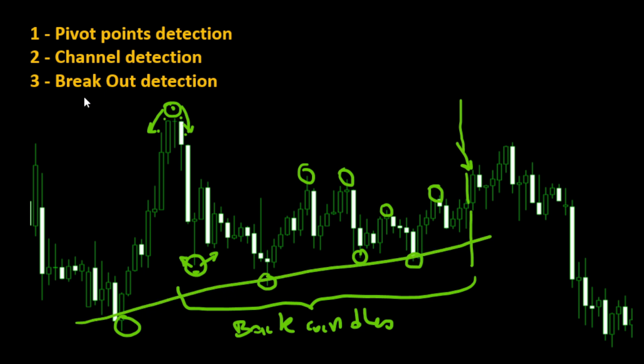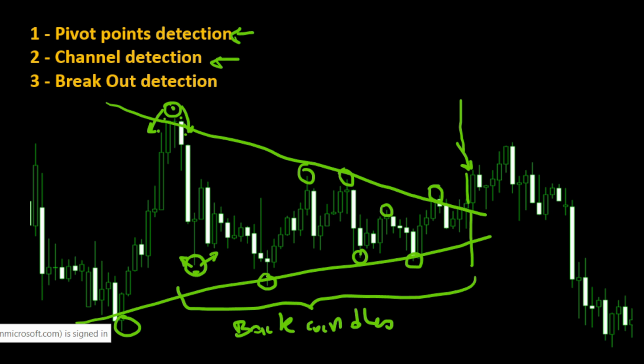And then we fit another line for the highs. And that will be our channel. So this is the second part, which is the channel detection. So first of all, we check the pivot points. Second one, we detect our channel. And then for the breakout, there are different ways of doing it.